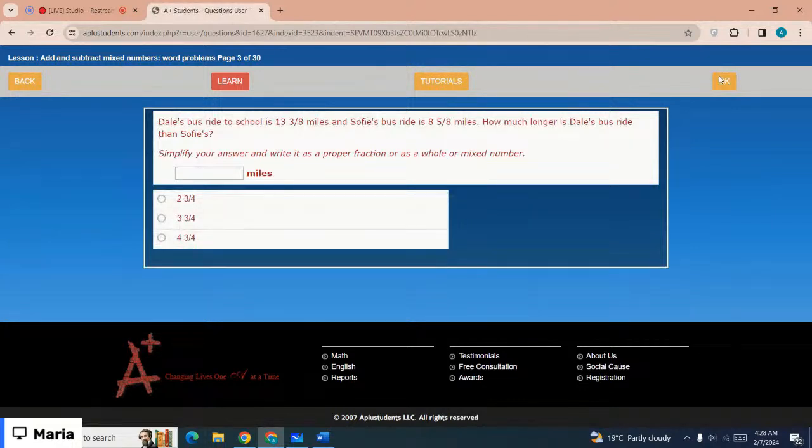The next one is Dale's bus ride to school is 13 whole 3 by 8 miles, and Sophie's bus ride is 8 whole 5 by 8 miles. How much longer is Dale's bus ride than Sophie's? So which is the correct option? You need to do the same thing with this one, because you need to subtract, right? And 13 minus 5 you can do for the whole number. But for the fraction you cannot do 3 minus 5, right? So you need to make the fraction greater than the other one. So that is 13 whole 3 by 8.